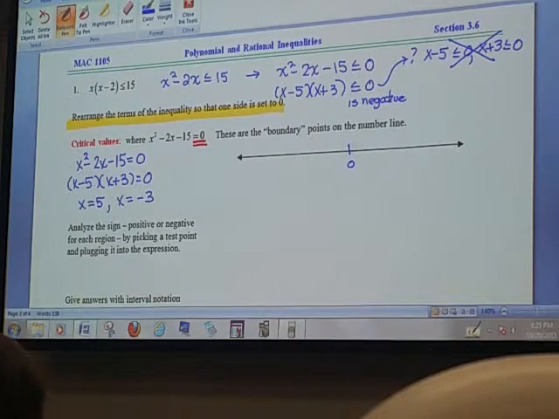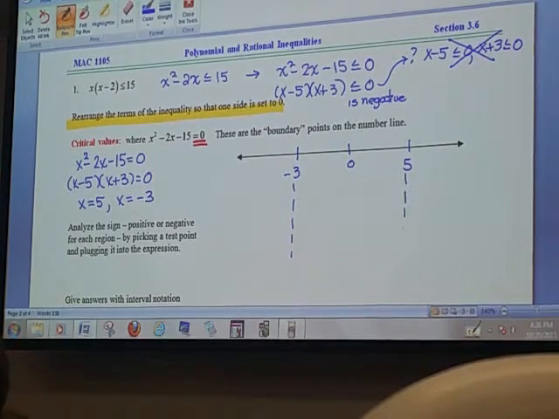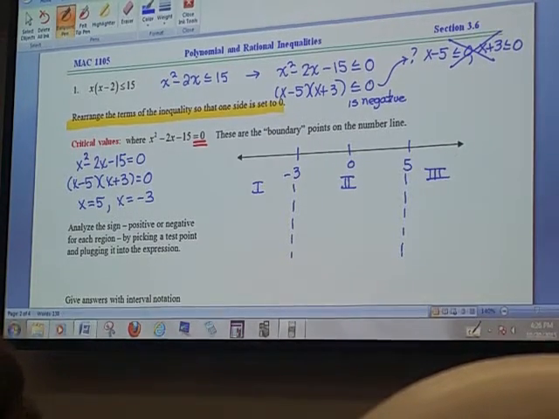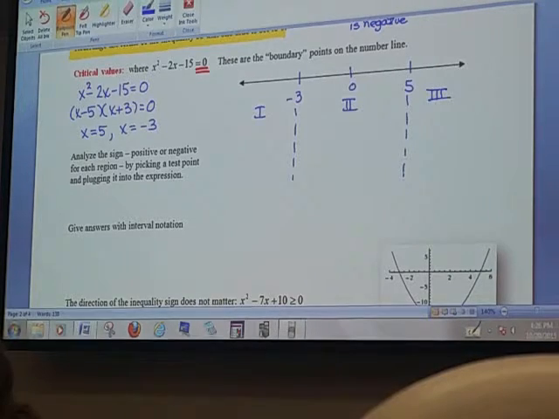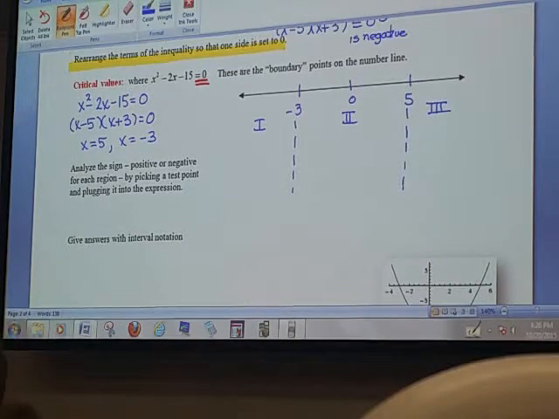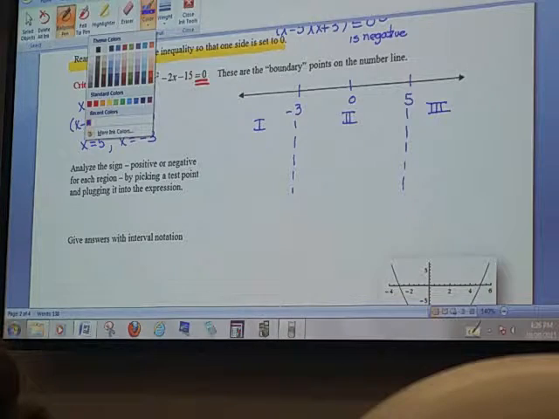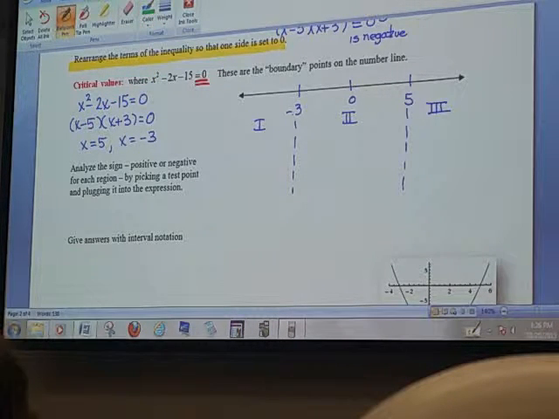So I draw a number line, and I put in these points. And then I have 3 regions in this case. And I want to find out what is the sign on my polynomial in each region. So the easiest way to do that is to pick a test point in each region and plug it into my polynomial. So in each region, I'm just going to pick a number. So negative 3 forever. So I could pick, say, negative 4.